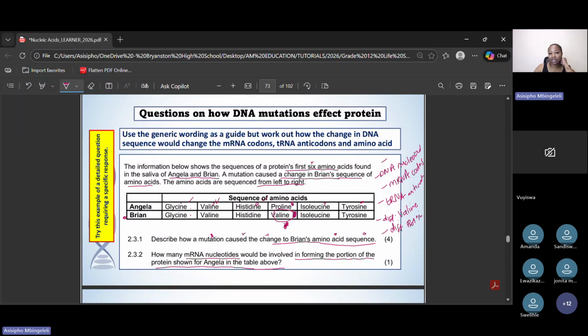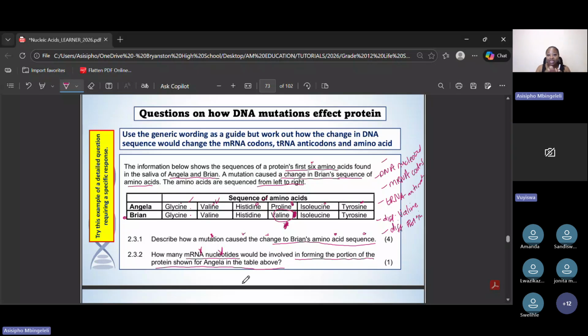How many messenger RNA nucleotides? 6. Okay, how did you get 6? Counted the number of amino acids. You counted the number of amino acids. Okay, so just tell me this: an amino acid is coded for by how many bases? 3. By how many, Lwazi? 3. Thank you. That's the correct answer.